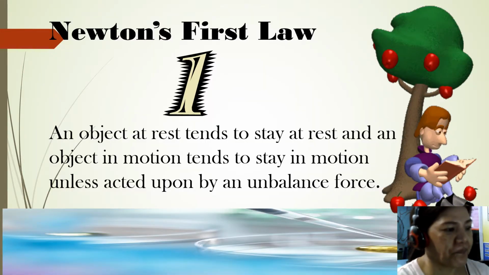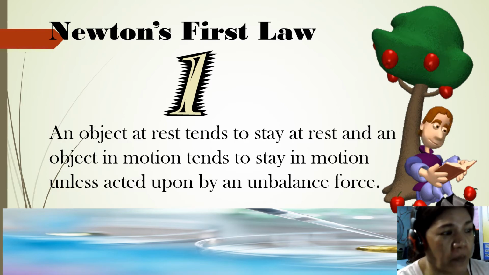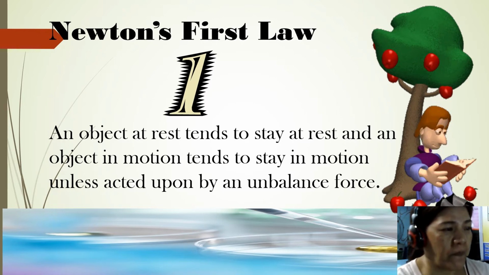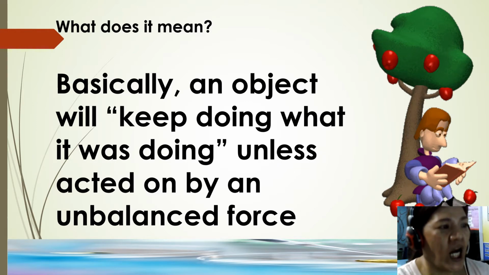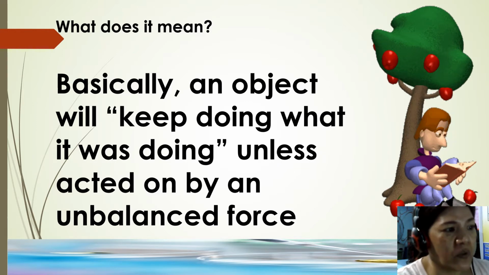Now, we have here Newton's first law, or the law of inertia. So it states that an object at rest tends to stay at rest, and an object in motion tends to stay in motion unless acted upon by an unbalanced force. So what does it mean? Basically, an object will keep doing what it was doing unless acted on by an unbalanced force.